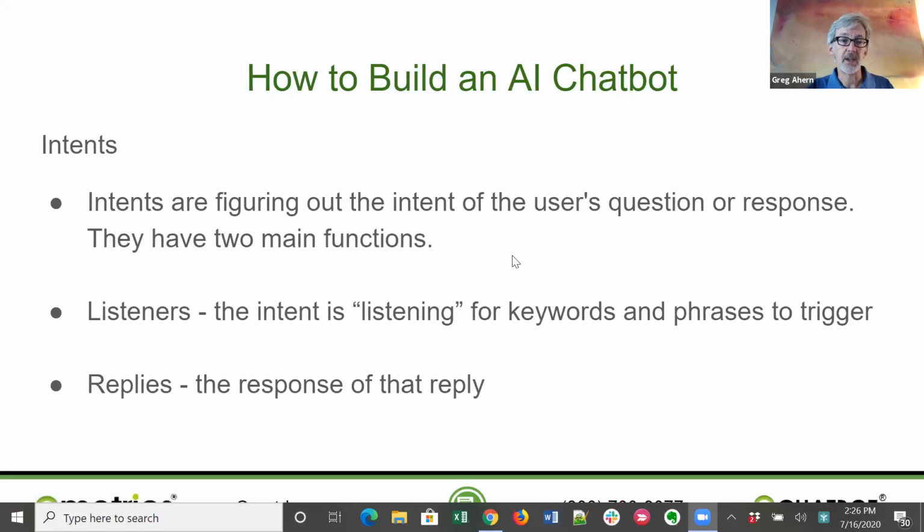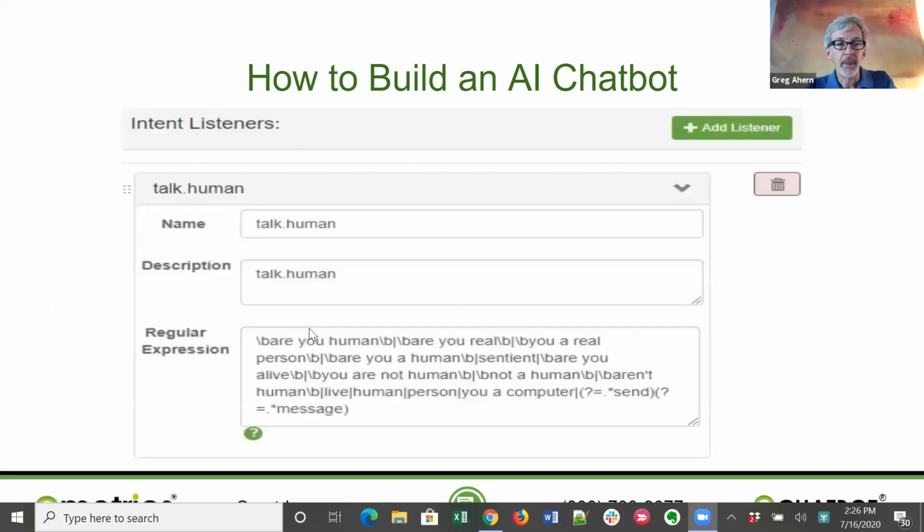As I said earlier, the intent is trying to figure out what is the purpose, what is the user trying to ask, where are they coming from? And of course you have the listener, which is listening, and the reply, which is the response. The listeners, think of them like keywords and phrases. Inside your listener, you have the name of the listener, and then the only complicated thing here, which is regular expressions. Regular expressions are a way of listing things like a search engine would do when you're doing a search.